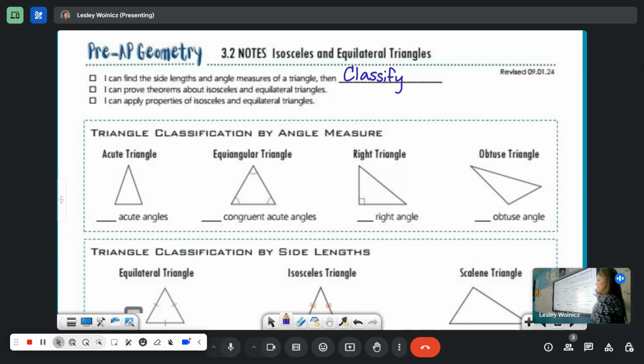Okay, so this we've seen before. It's just a reminder. So acute triangle has how many acute angles? 3. Okay, what about equiangular? Okay, 3 congruent acute angles. Right triangle, 1. Obtuse, 1. Okay.